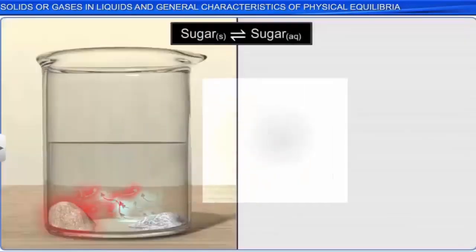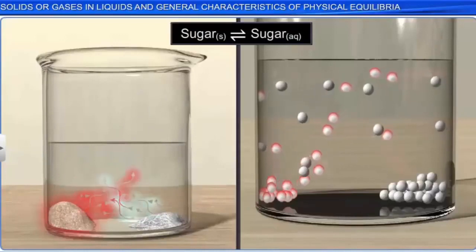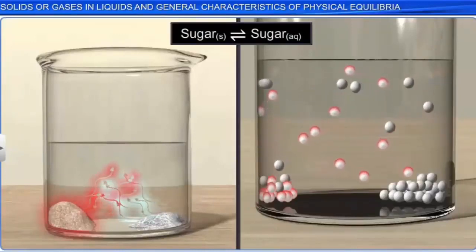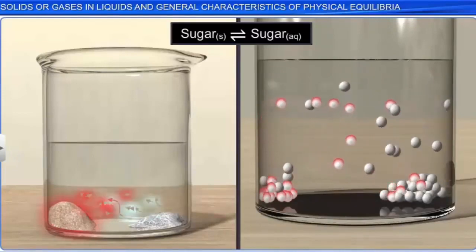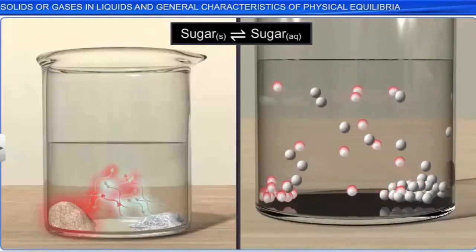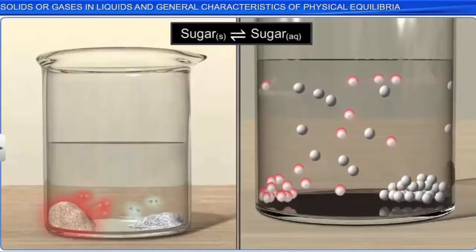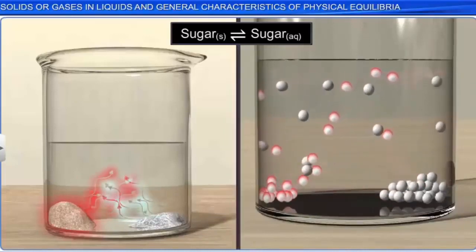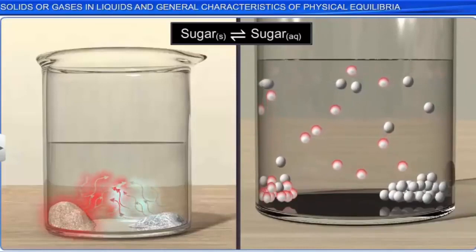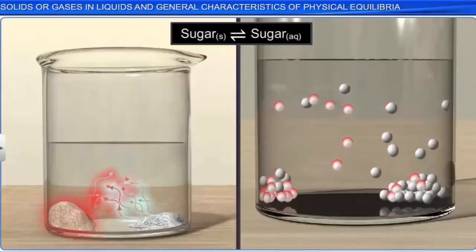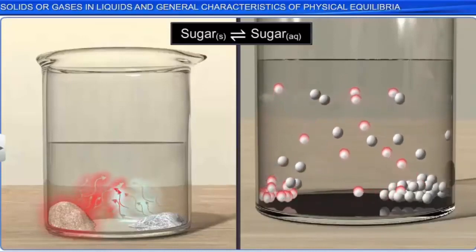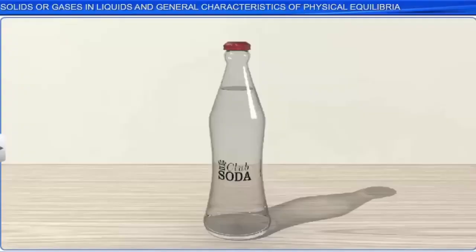This is a result of dynamic equilibrium, where the molecules of the radioactive and the non-radioactive sugar from the solid and liquid phases are being exchanged. This proves that there is dynamic equilibrium when a solid is dissolved in a liquid. Now let's look at the equilibrium involving the dissolution of gases in liquids.